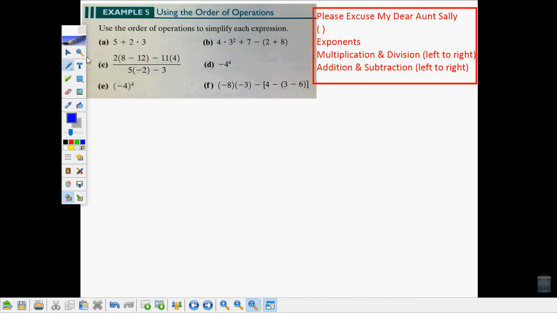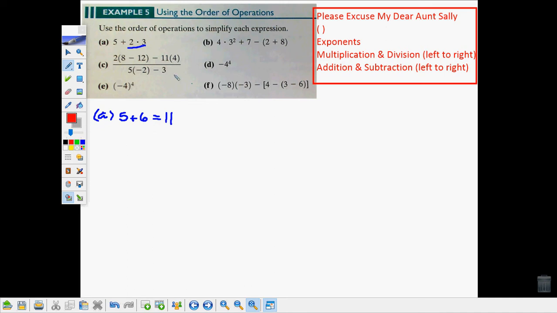So let's go over here and look at part A. We don't have any parentheses. We don't have any exponents. So next we look for multiplication and division. We do have some multiplication right here. So let's look down here, part A. We're going to have 5 plus 2 times 3 gives us 6. We do the multiplication first. Now all we have left is addition, and 5 plus 6 is equal to 11. So we're done with part A.